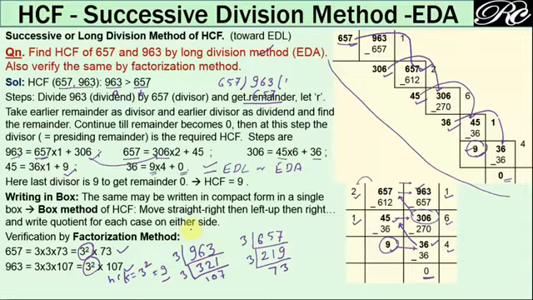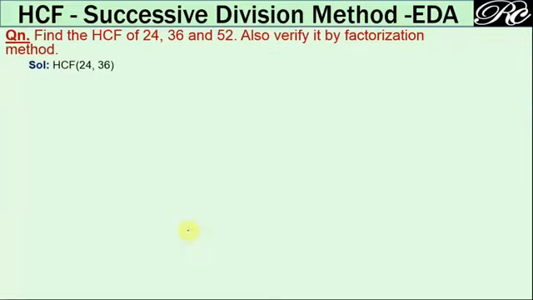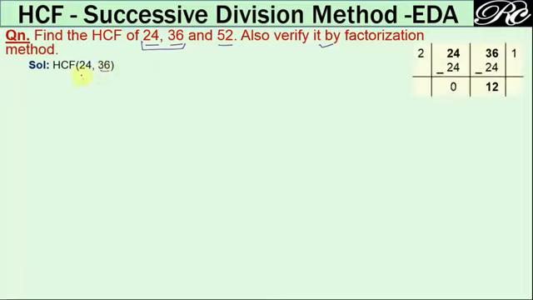Now let us go for 3 numbers. So we have to find the HCF of the 3 numbers 24, 36 and 52, and the same has to be verified also by the factorization method. So first we have to take the HCF of 2 numbers by the successive division method. Here 36 is bigger than 24. So let us write in a compact way in box form.